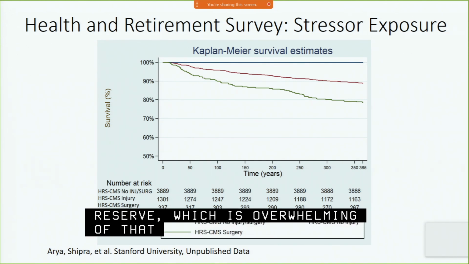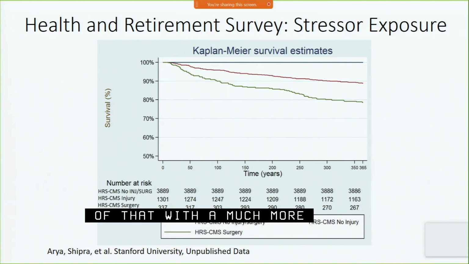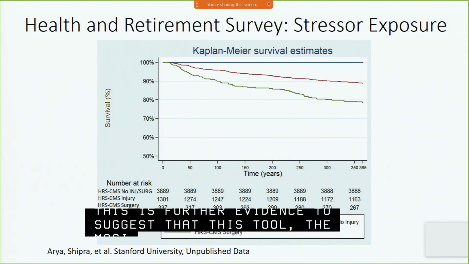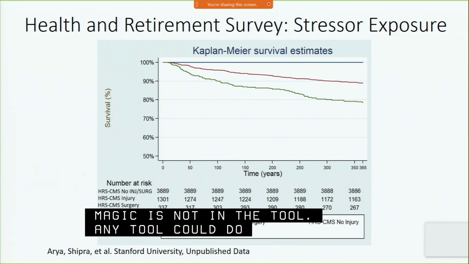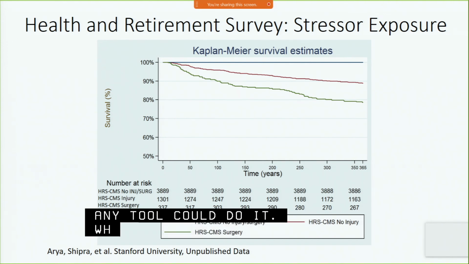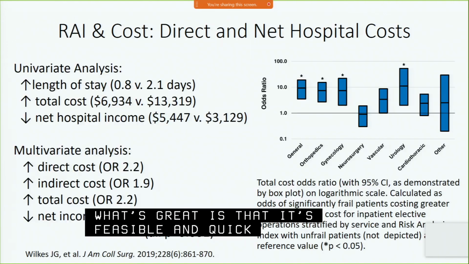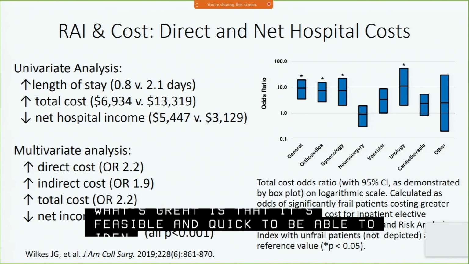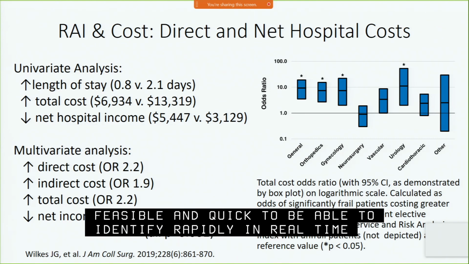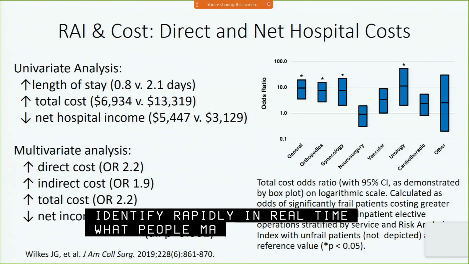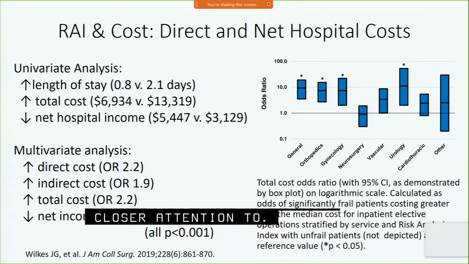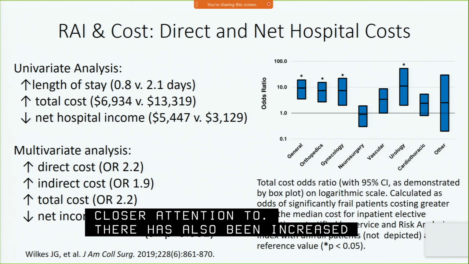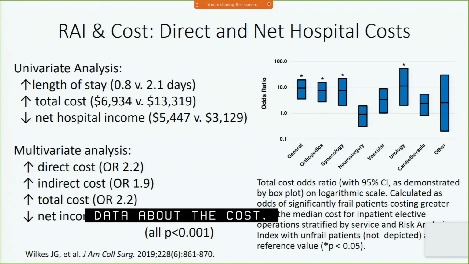So this is, again, further evidence to suggest that this tool, and the magic is not in the tool, any tool could do it. What is great about this tool is that it's feasible and quick to be able to identify rapidly in real time the folks that you may want to pay closer attention to. In addition, there's been some increased data about the cost associated with the risk analysis index. The RAI has been implemented at about 12 different hospitals across the country, including Maine Medical Center here, which is reporting their hospital-based costs.